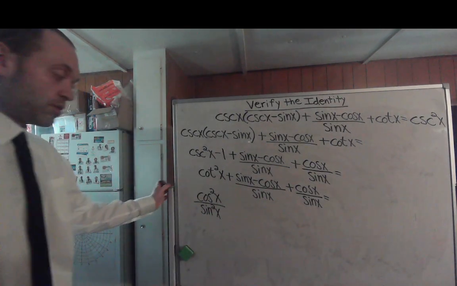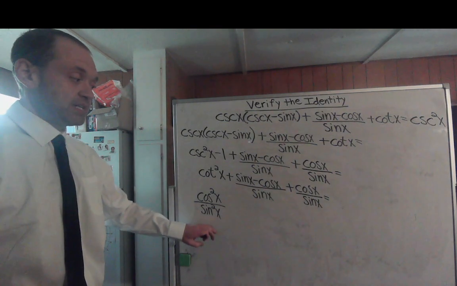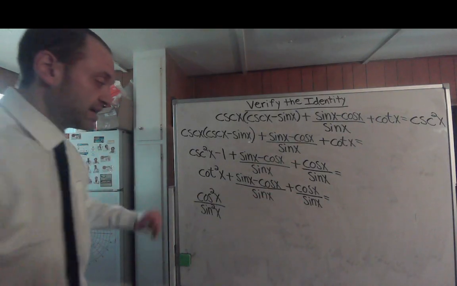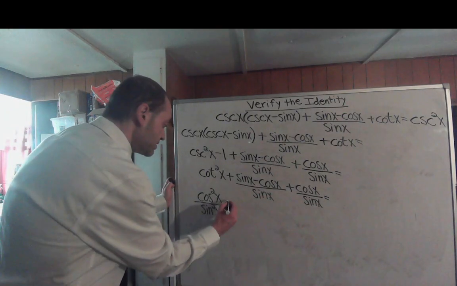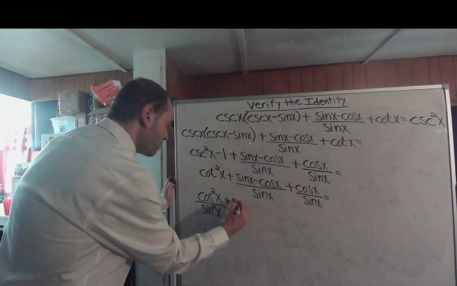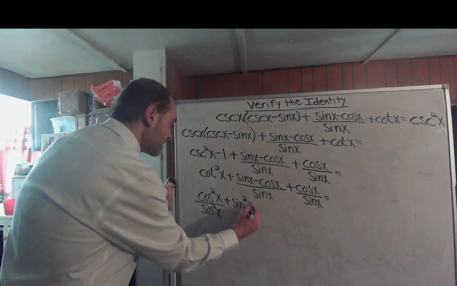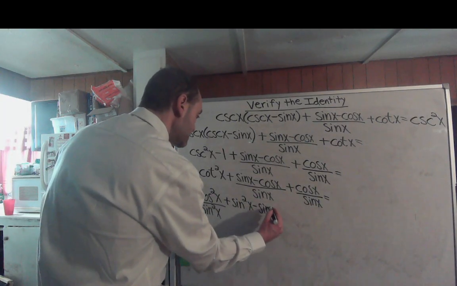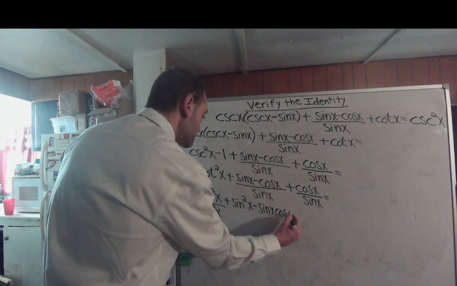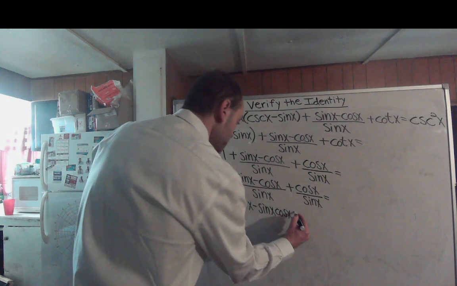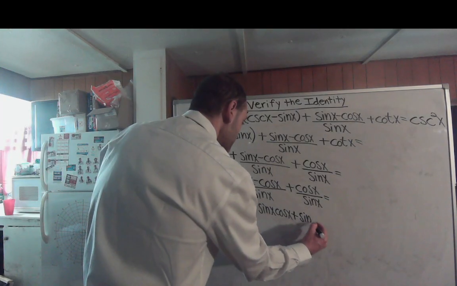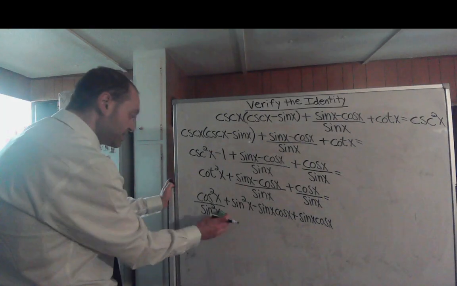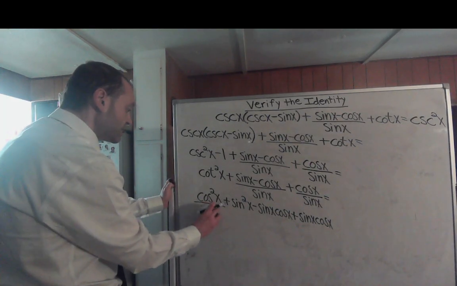So that means our common denominator should actually be sine squared. So we have to multiply all these other terms by sine in order to get that. So this would be plus sine squared of x minus sine of x cosine of x plus sine of x cosine of x. All this is going to be all over sine squared.